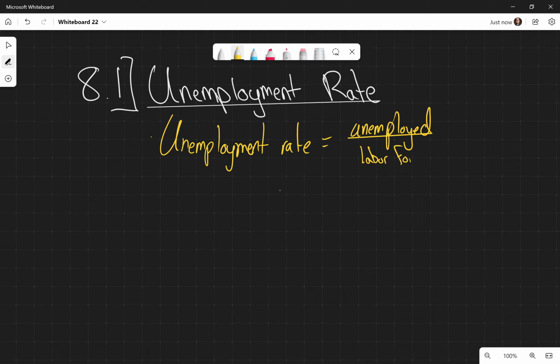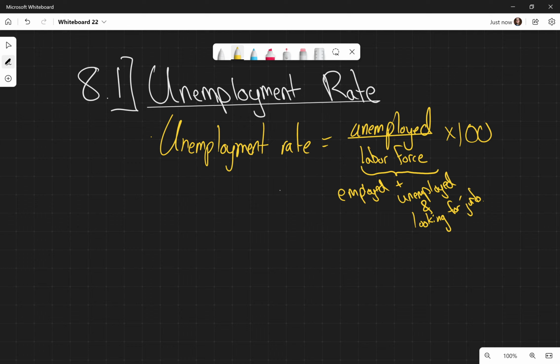where the labor force is defined by all of the employed people plus those unemployed and looking for a job. And then, of course, because it's a rate, we're going to multiply it by 100.